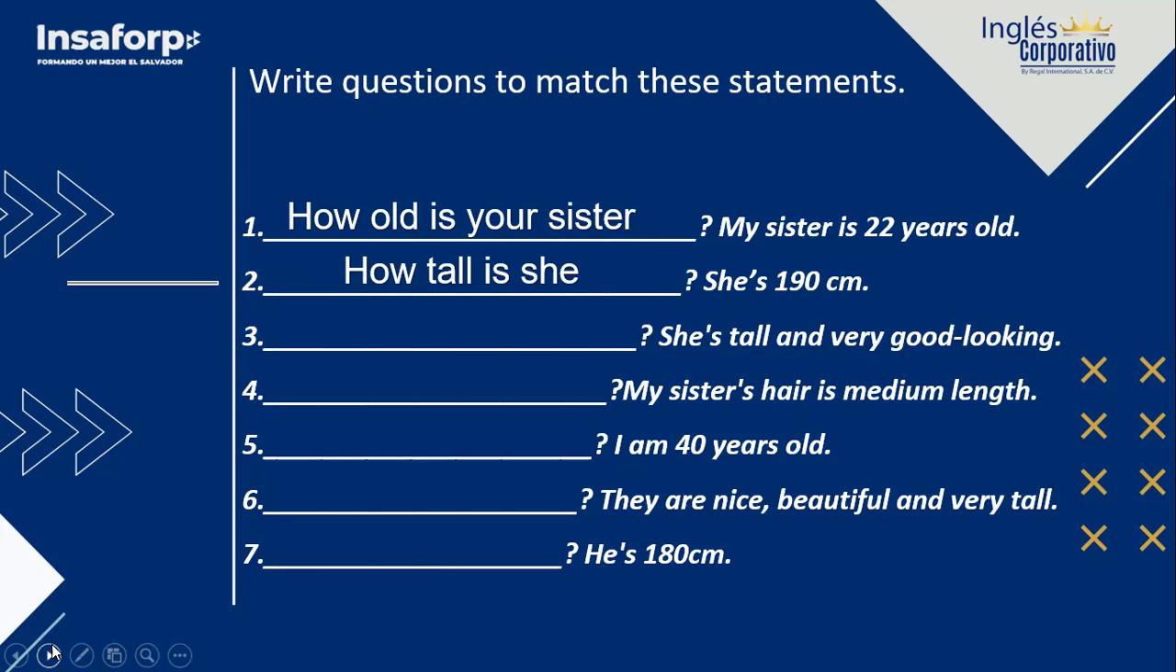Number three, she's tall and very good looking. What does she look like? Excellent. She's tall and very good looking. And what about number four? My sister's hair is medium length. How long is her hair? Okay, how long is your sister's hair? My sister's hair is medium length.